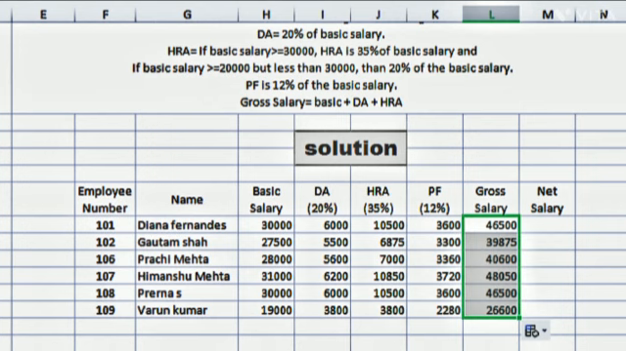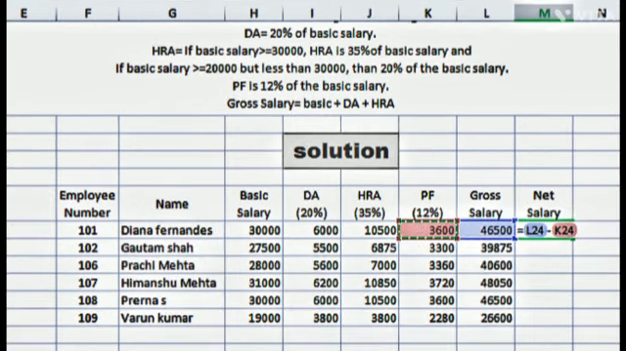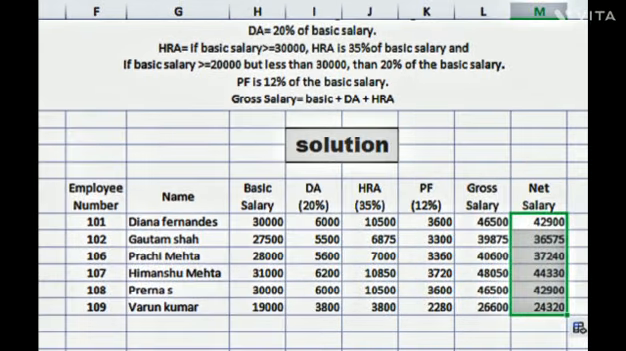Gross salary is basic salary plus DA plus HRA. In net salary, we have to type the formula, enter and drag it down.